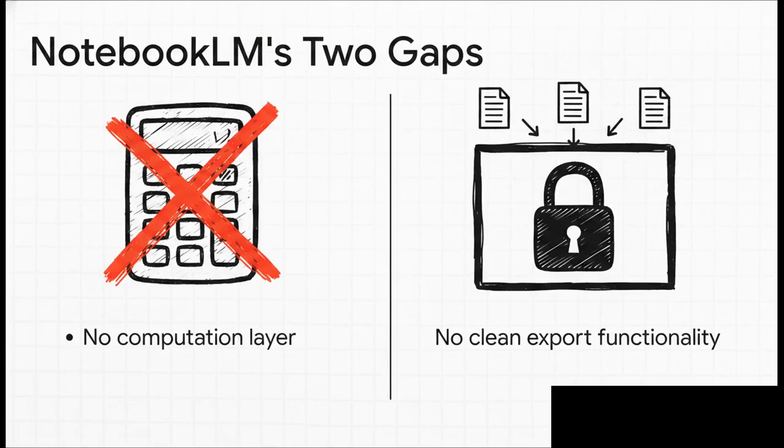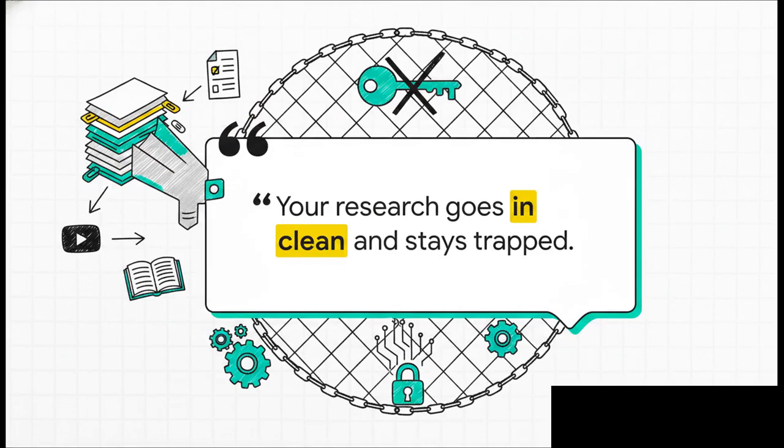So yeah, it really just boils down to these two fundamental gaps. First, there's no computation layer for crunching numbers. And second, there's just no good way to get your research out of the platform. No API, no download all button, nothing. It's a total one-way street. You know, there's a line from the source article that just hits the nail on the head. Your research goes in clean and stays trapped. I mean, it's the perfect description, right? Every single PDF and link you feed it gets indexed beautifully, and then it's locked away in a digital vault where you can't get to it.